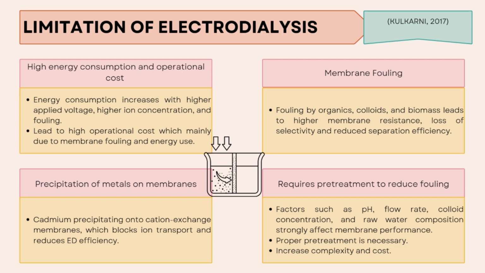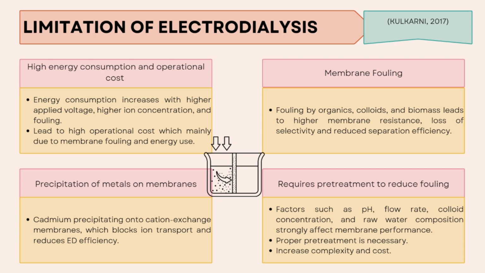Organics, colloids, and biomass tend to accumulate on the membrane surface, which increases membrane resistance and reduces the selectivity and separation efficiency. There is also the issue of metal precipitation on the membranes. For example, cadmium can precipitate onto cation exchange membranes. This blocks ion transport pathways and directly reduces the effectiveness of the electrodialysis process.